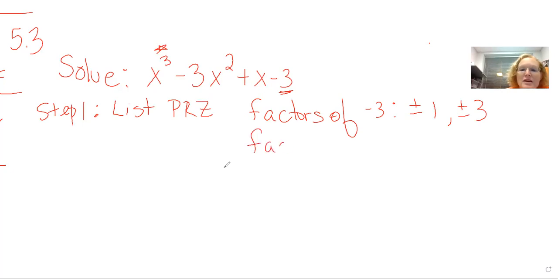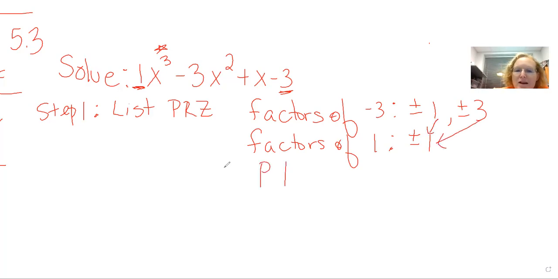And then you need factors of the first number in the problem. The first number should be right here, and you'll notice there is no number, but remember that means a 1. So the only numbers that are factors of 1 are plus and minus 1. That's it. The way you come up with your list of zeros is you put these numbers in the top, these numbers in the bottom. So my possible rational zeros, or my P's and Q's, sometimes they call them, are plus and minus 1 over 1 and 1 over 3.